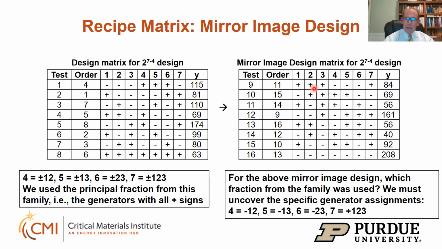So the idea is to look at this recipe matrix and uncover what the specific generator assignments were. So clearly 4 is still related to the interaction 1,2, but which is it: is column 4 equal to plus 1,2 or minus 1,2? So it looks to me like 1,2 here is plus, and that's a minus. 1,2 here is a minus, and that's a plus. So it looks like 4 is now equal to minus 1,2. And 5 is equal to minus 1,3. 6 is equal to minus 2,3. And 7 is still equal to plus 1,2,3. So those are the generator assignments that I've uncovered following this mirror image design.